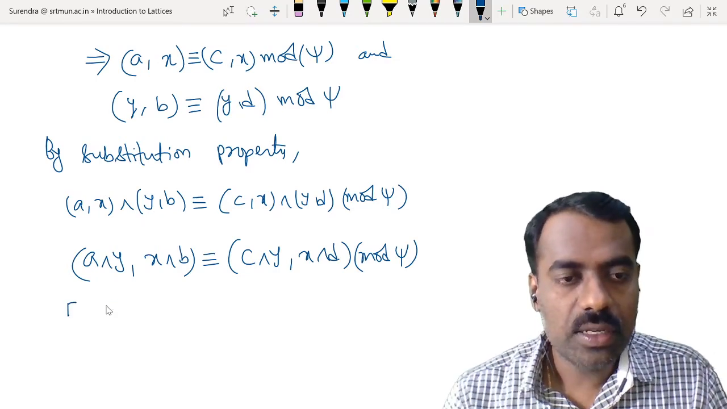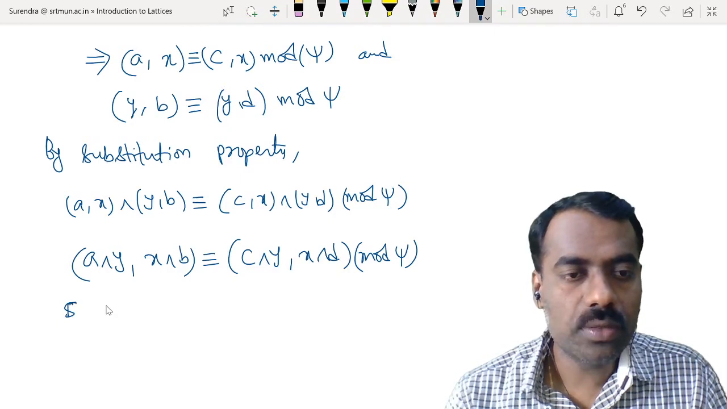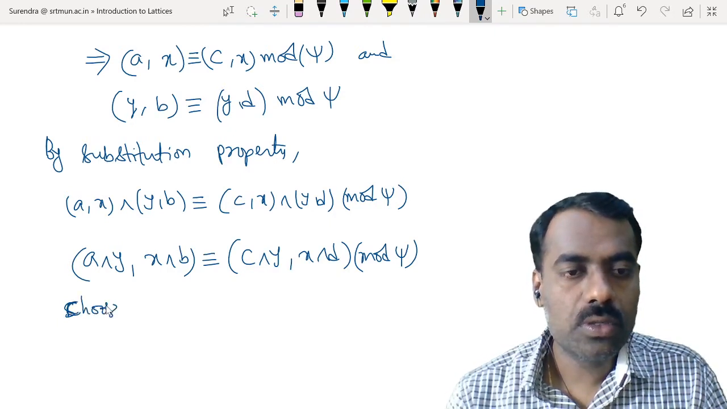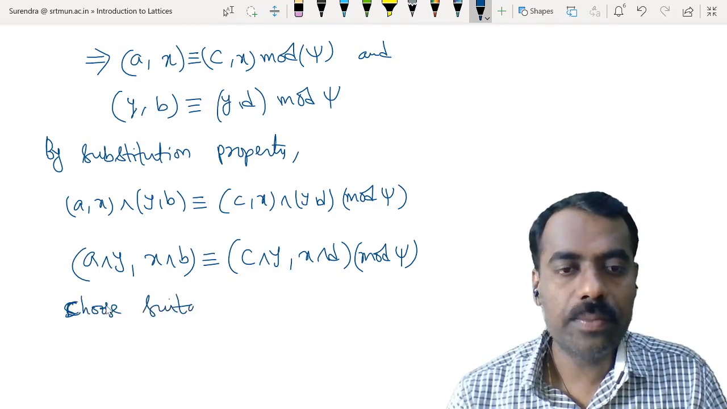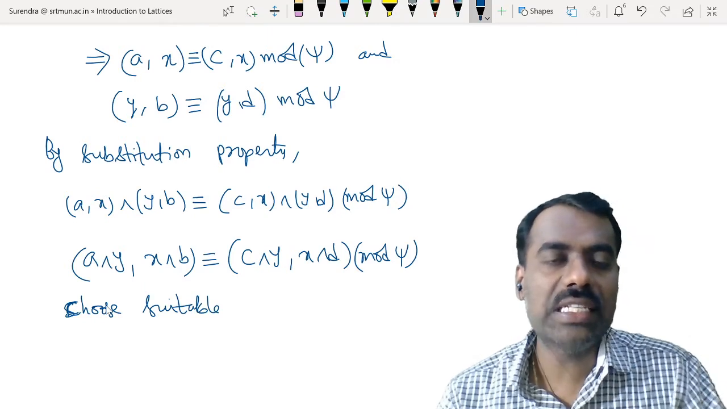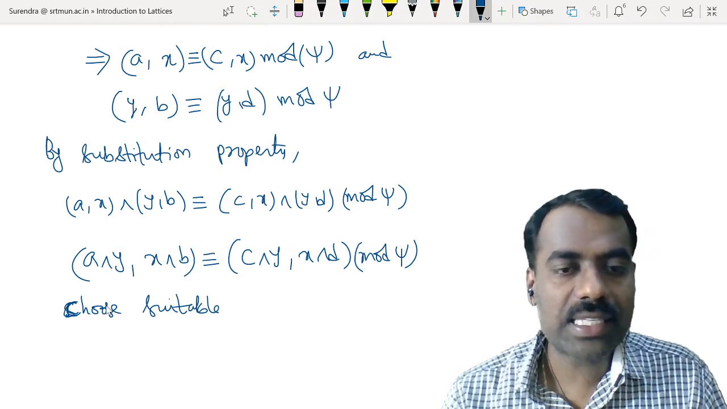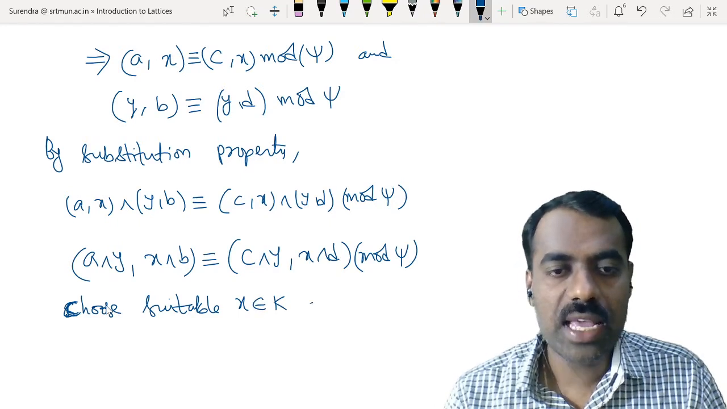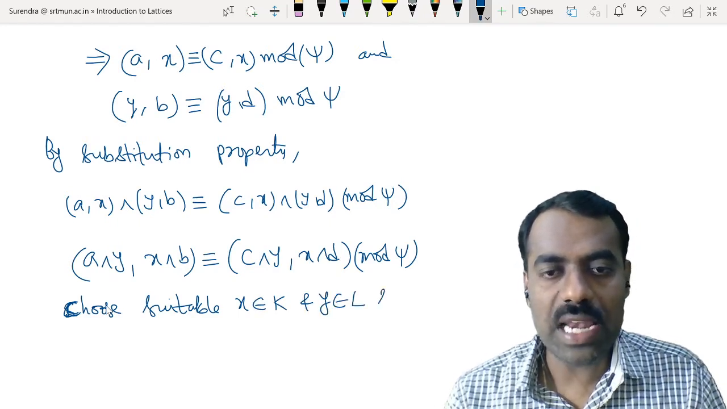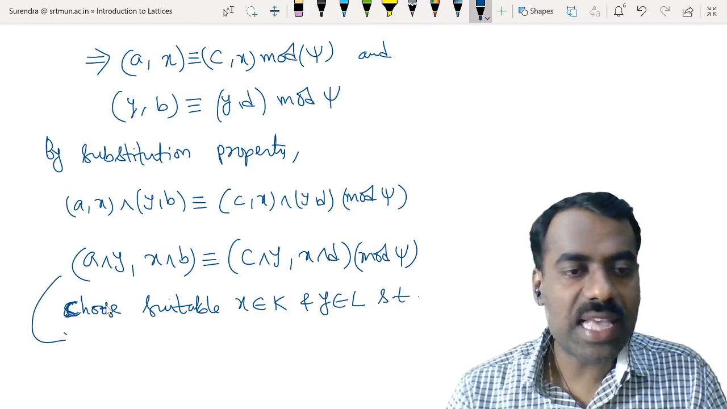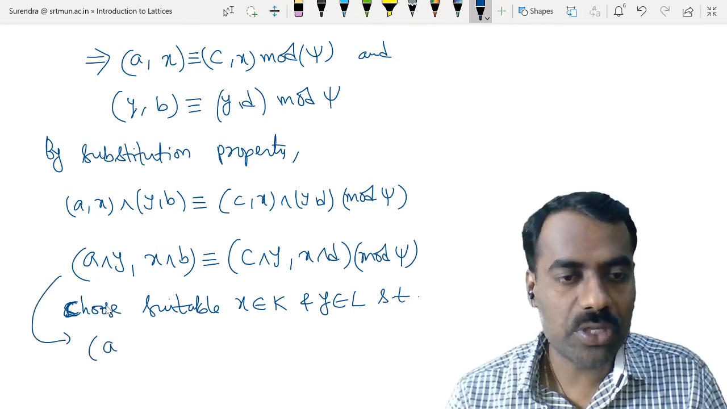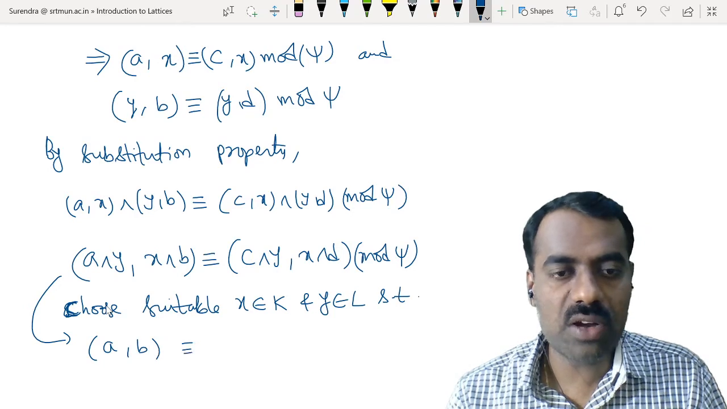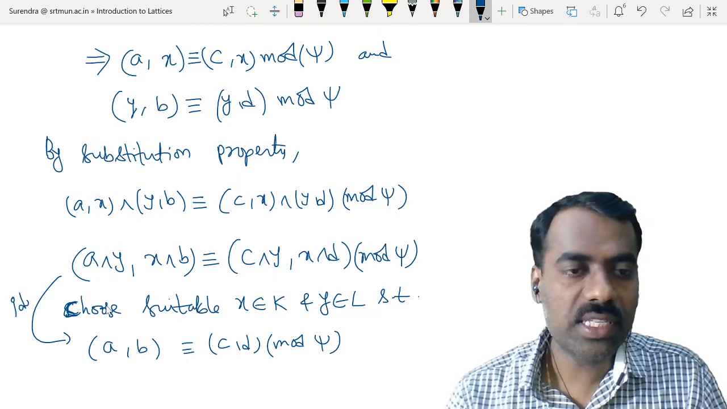So select or choose suitable x and y, because I give x and y, then you will just verify. Choose suitable x. Of course x is from K and y should be from L, such that this relation actually becomes, after substituting, (a, b) is congruent to (c, d) modulo psi. This is the idea.